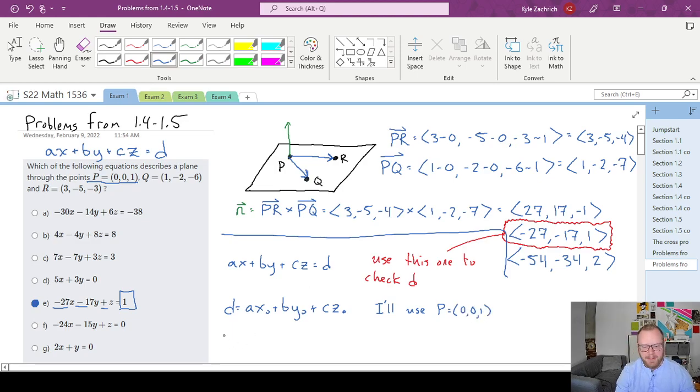So I'm going to use P here. D is going to be equal to negative 27 times x naught, which is 0, plus negative 17 times 0, plus positive 1 times z naught, which is positive 1. So all that together is 0 plus 0 plus 1, which is equal to 1. Good. We plugged in our point using this normal vector as it appears in this equation, and we got 1. So we can be confident that we got the right answer here.